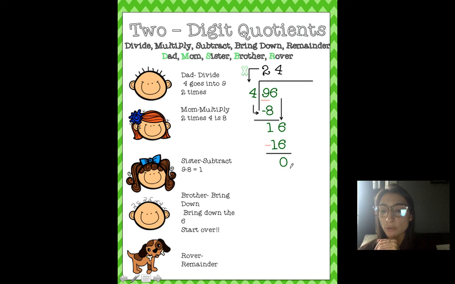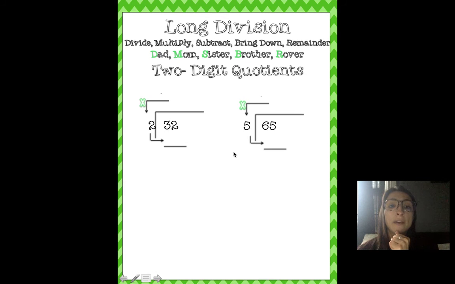So we're going to do 2 more examples. We have 32 divided by 2. We see that 3 is greater than 2. So how many times can 2 go into 3? So 2, 4. We know 4 is too big, so 2 can only go in 1 time. Then we want to make sure that's above our 3. 1 times 2 equals 2. Again, we want to make sure it's lined up. 3 minus 2 equals 1.